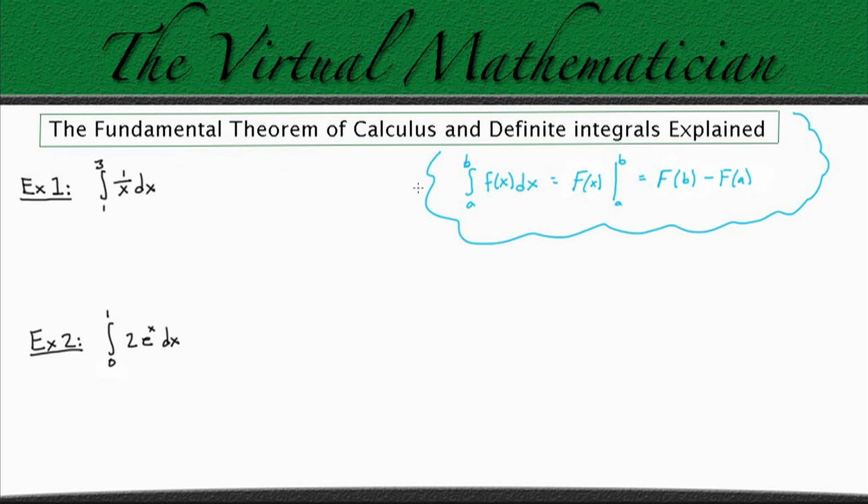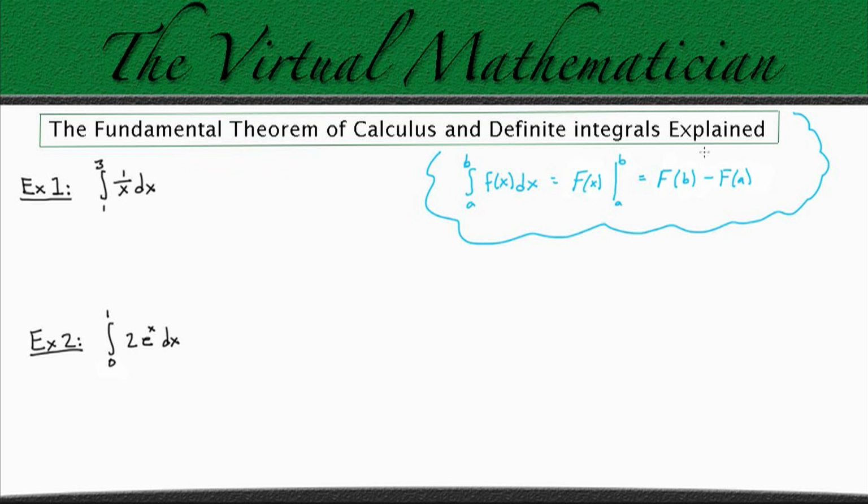Okay, so the fundamental theorem says if we're taking an integral from point a to b of a function f of x with respect to x, then the value of that is equal to our antiderivative evaluated from point a to b. And in order to evaluate it, we use the fundamental theorem of calculus. And all that says is that we take our antiderivative, evaluate it at point b, and then subtract our antiderivative evaluated at point a. And that's it. That's how we use the fundamental theorem.